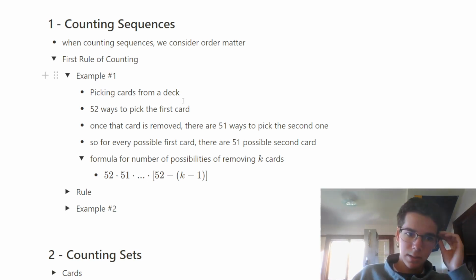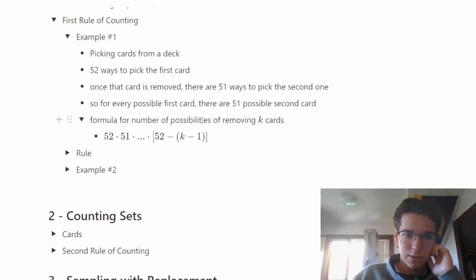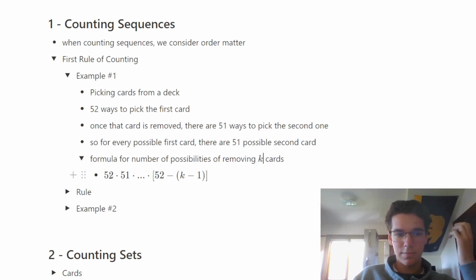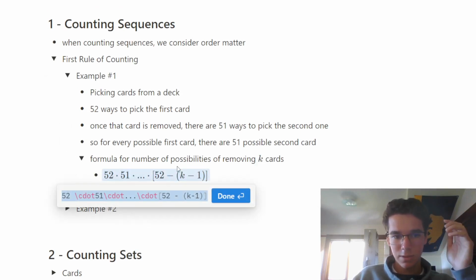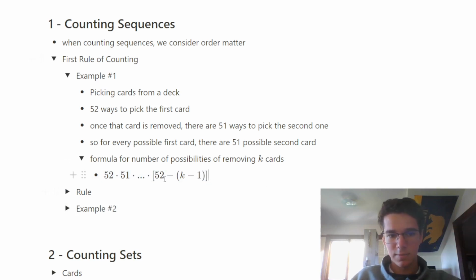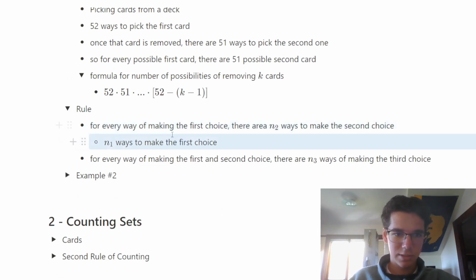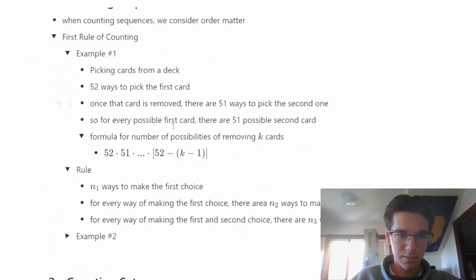So basically, if you want to find the number of possibilities of removing K cards, then for the first one, you have 52 options. For the second one, you have 51, all the way until 52 minus K plus 1. This is a generalization of this example.